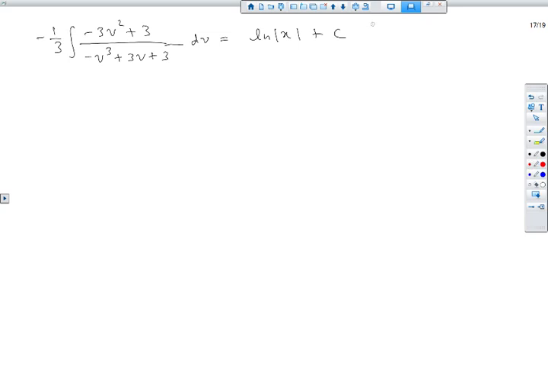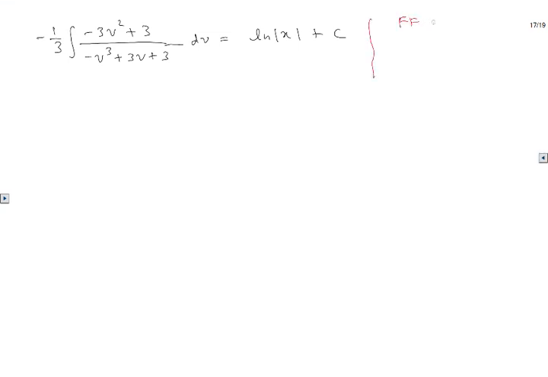So we can write this equation as 1/3. We can divide and multiply by -3. So (-3v squared plus 3) over (-v cubed plus 3v plus 3) dv equals ln x plus c. Now remember there was a formula in the four formulas method, we write as f prime x over f x dx. If you see f prime x over f x dx, this is simply natural log of f x plus c. So we can use that formula here. If you forget that, please review the four formulas method, which is in the review section.